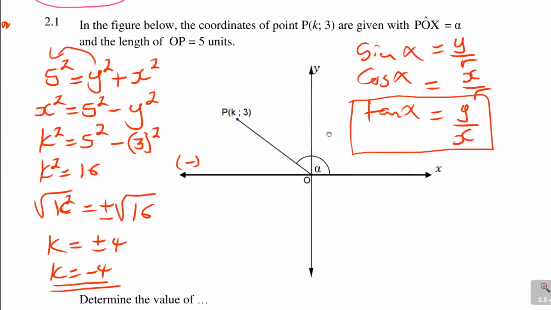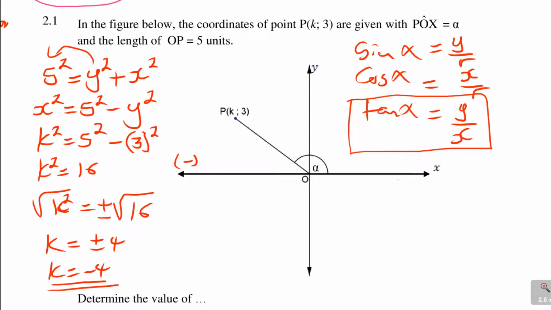So I come here and say tan alpha is equal to y over x. In this case, I'm back to the diagram here. Remember, here k is my x, and then 3 is my y. So it's 3 over my k, but my k is -4. So you can say tan alpha is simply -3 over 4. Leave it like that. It's correct. That's why it was 1 mark.